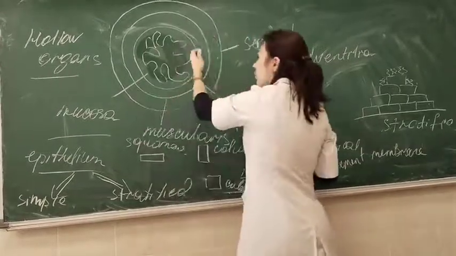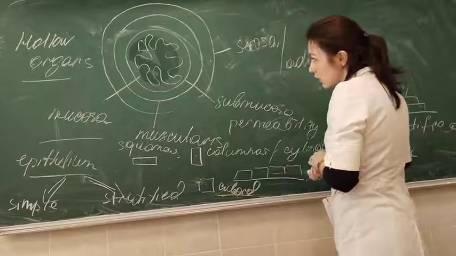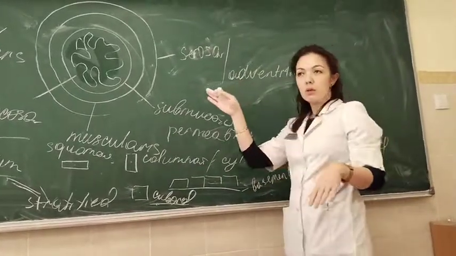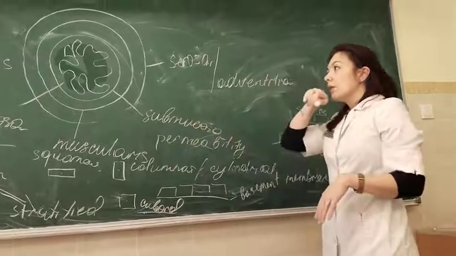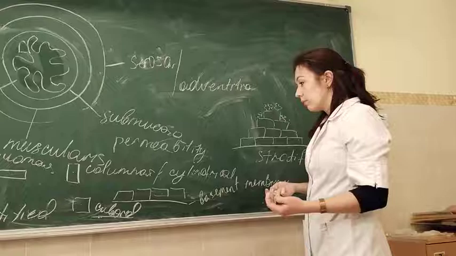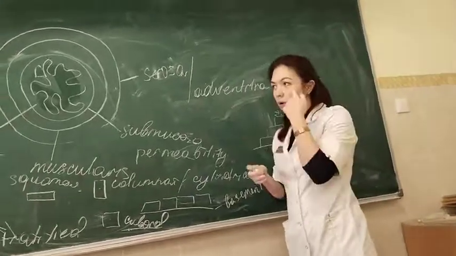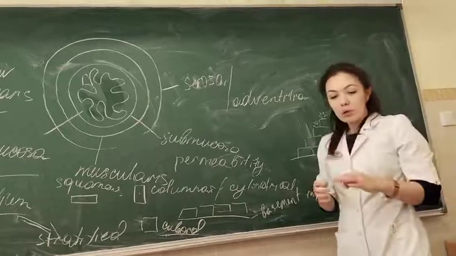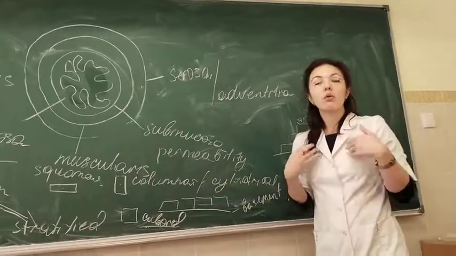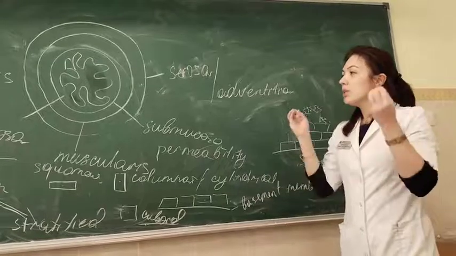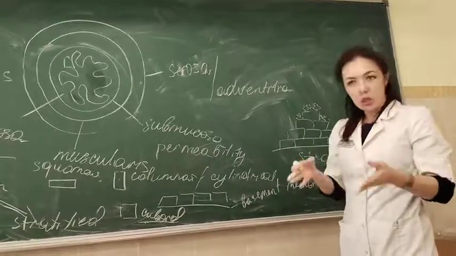Actually, submucosa and mucosa are fused with each other, and the better the submucosa is developed, the more folds there are in the lumen of a hollow organ. And these folds, we know, are required to increase the surface area of the intestine, or any hollow organ. For example, in the organs of the digestive tract, we need to increase the surface area to activate processes of digestion and absorption.